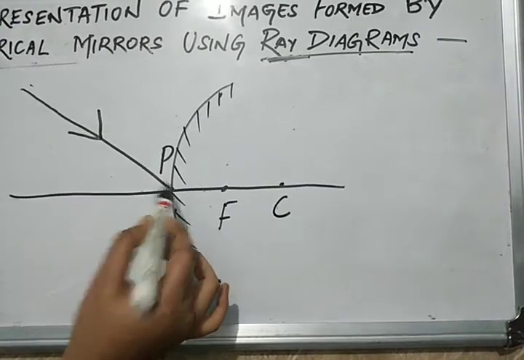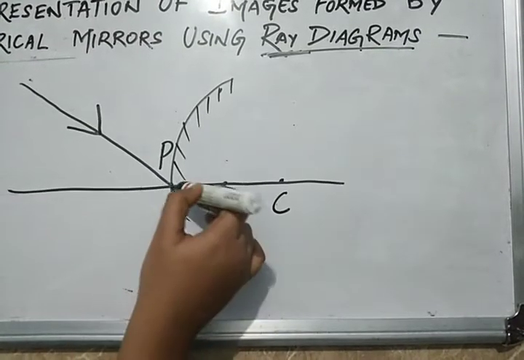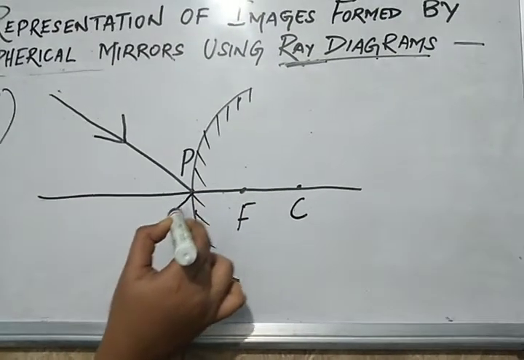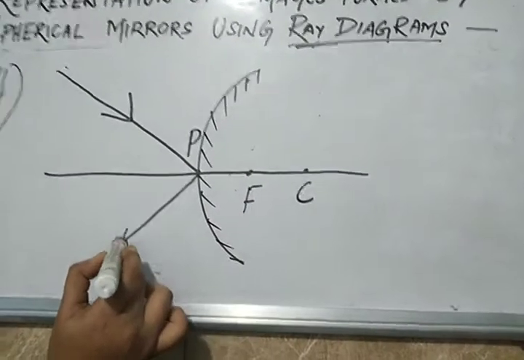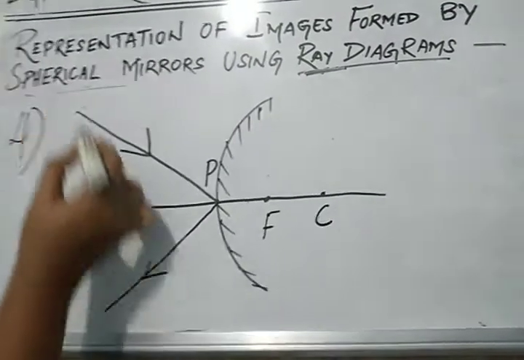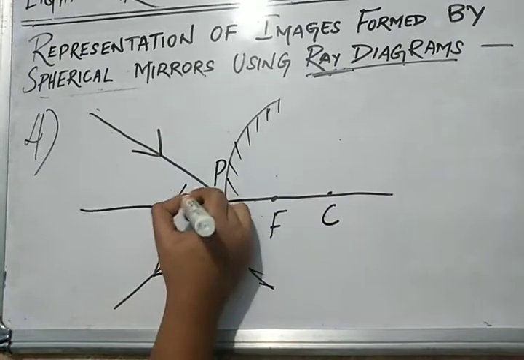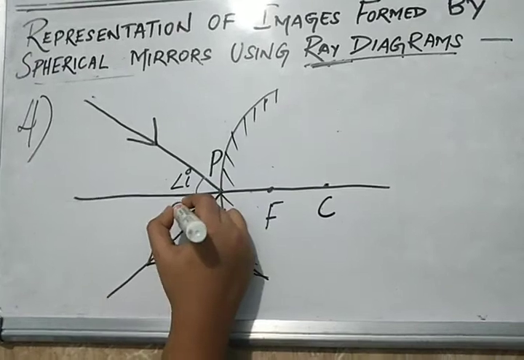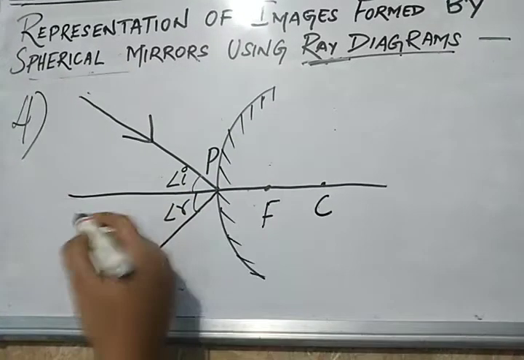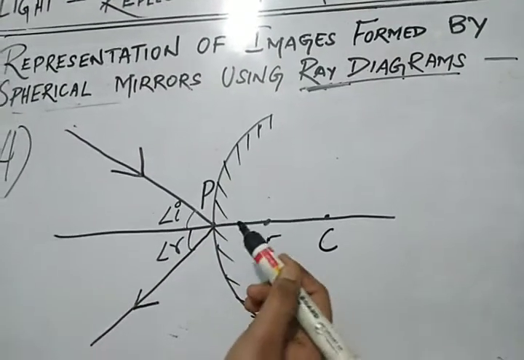After it gets reflected back, it reflects back obliquely again. This is the reflected ray. This is the incident ray, reflected ray. Again here you can see this is the angle of incidence, angle of reflection. It's clearly visible that they are equal.